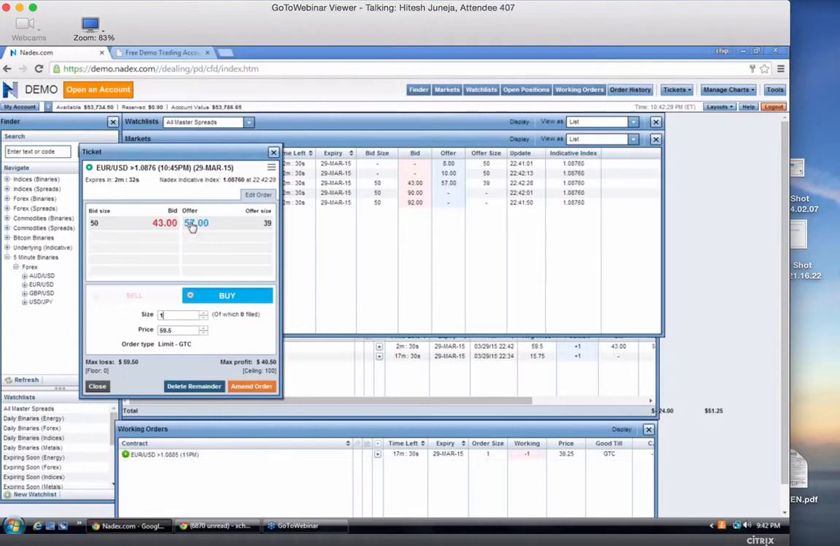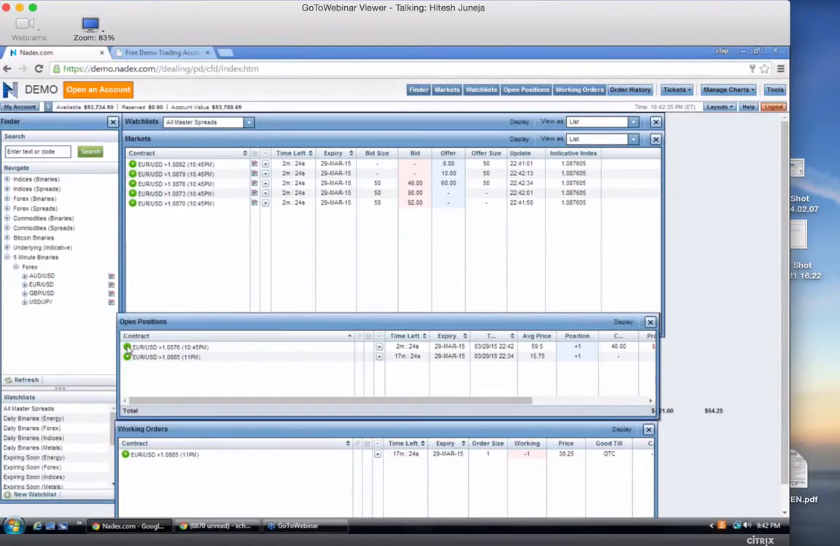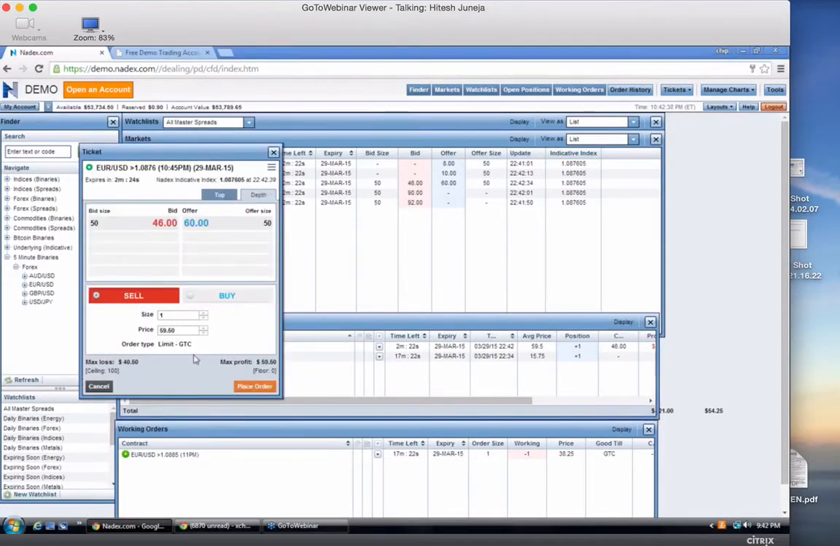And what happens is the second it hits that level, the trade closes and you walk out with your profit, right? That's the neat thing about Nadex, in my opinion, that makes that particular strategy work even better, because you don't have to necessarily wait until the end of the expiry.